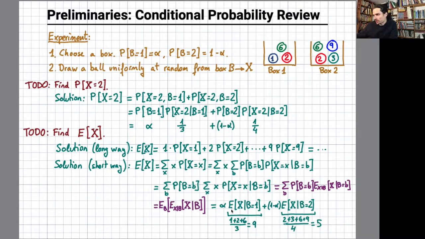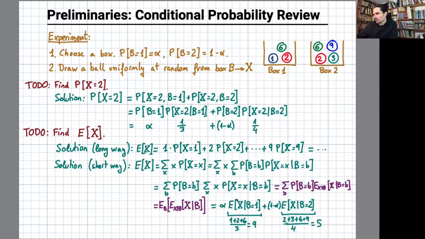In particular, the expectation of x when we have selected box 1, right, is just 1 plus 2 plus 6 divided by 3, right, because they have the same probability, right? So this gives us 9 divided by 3, which should be 3, right? This is a typo. And the expectation of x given b equals 2, given that we have selected box 2, is obviously 2 plus 3 plus 6 plus 9 divided by 4, again, because they have the same probability, and this gives us 5, right?